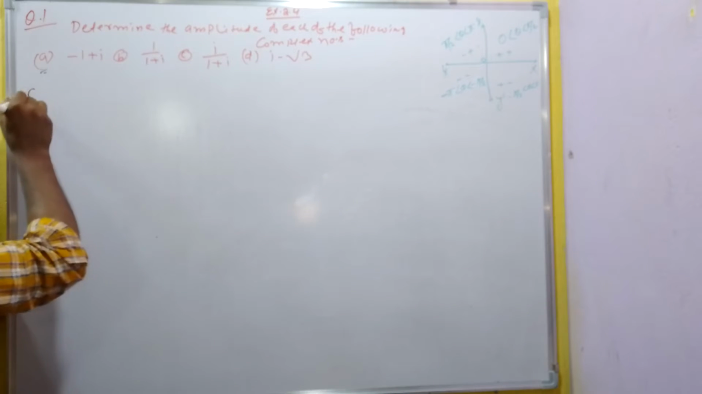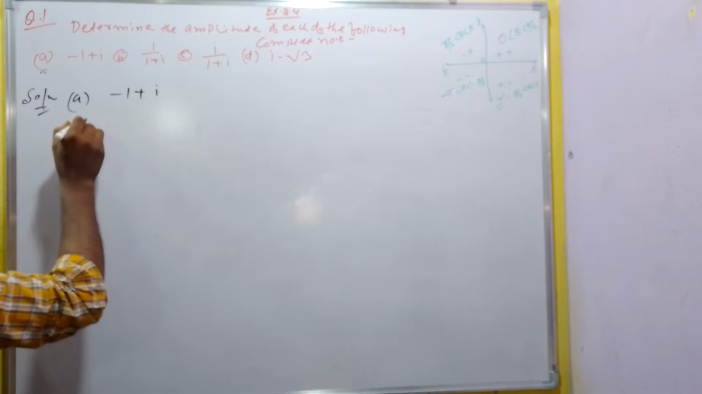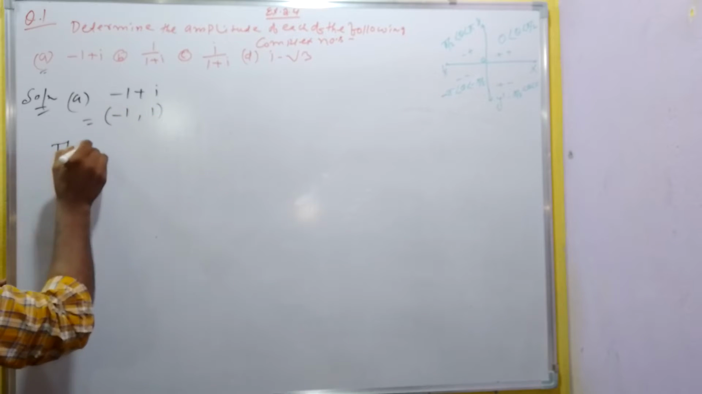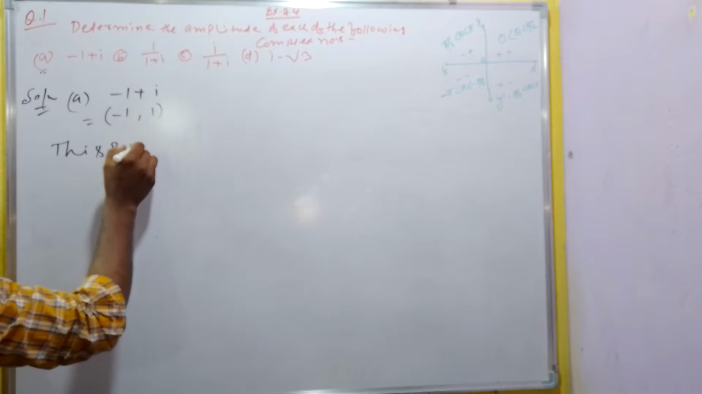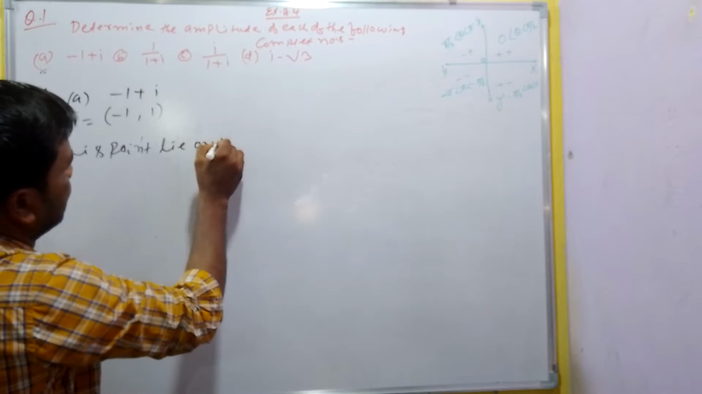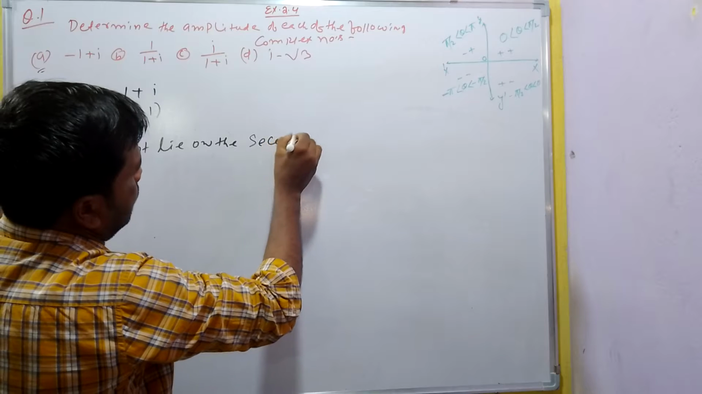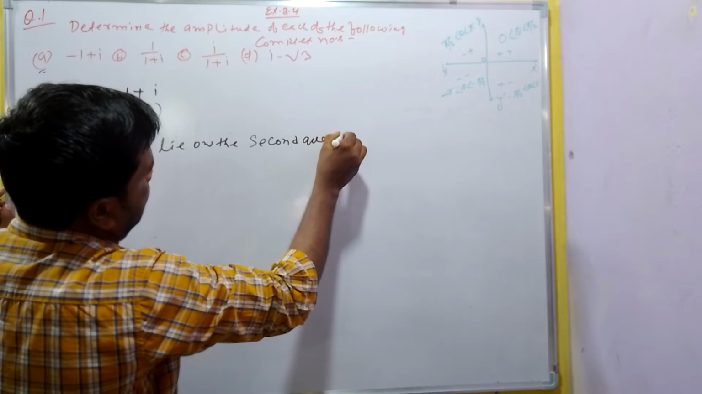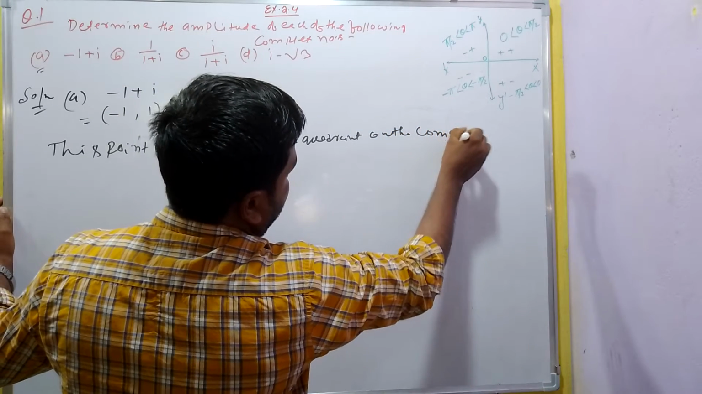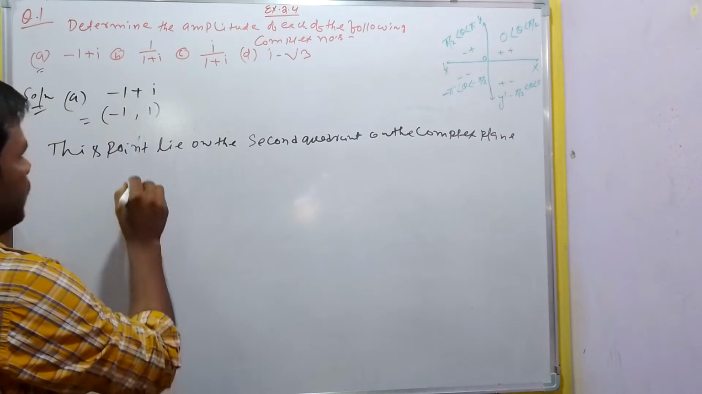Now solution. A. Okay, given that minus 1 plus i. So you have to write minus 1 comma 1. Therefore this point lies on the second quadrant on the complex plane.